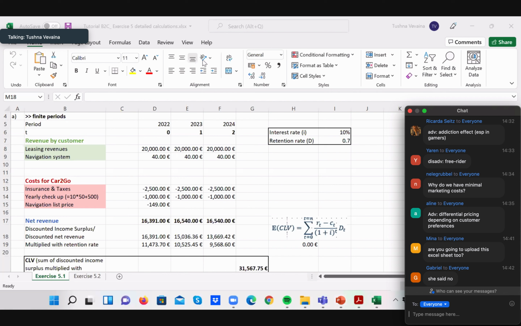But are you going to upload this Excel sheet? No, I can't upload this. Only what the tutors give me and what is in the tutorial slides will be uploaded. This is just something created for y'all to have a better understanding, for me to explain it to y'all in the time frame that I've been given.